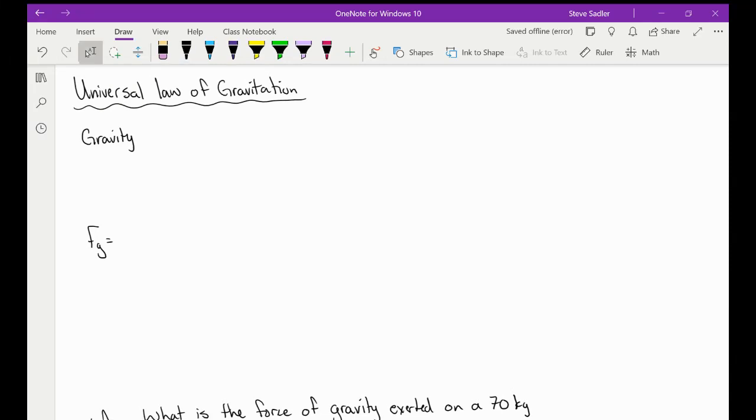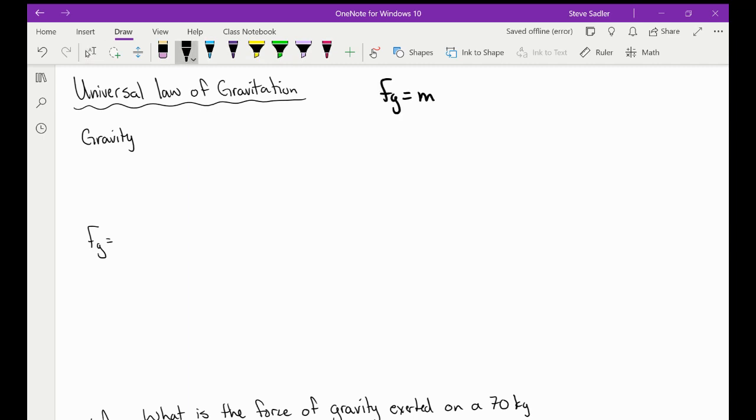Hello, everybody, and welcome to the Force of Gravity Part 2, or the Universal Law of Gravitation. This was the last lesson of our dynamics unit, but I've added one more on, so this is our second to last video.